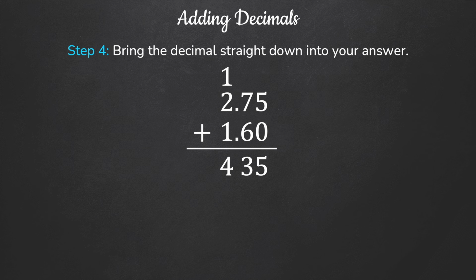Then our next step is to bring the decimal straight down into our answer. So we brought down our decimal point. So our answer is $4.35. Here, if we draw a vertical line, notice that all decimal points are lined up, even the one in our answer.